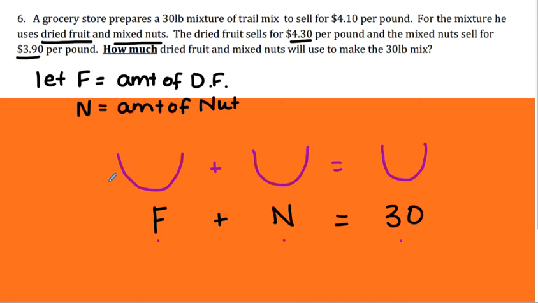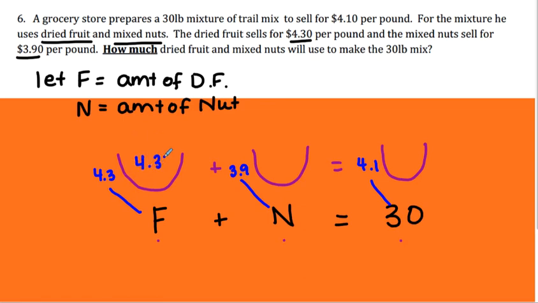So the fruit was selling for $4.30 a pound. I'm going to write that as 4.3. The nuts sold for $3.90 a pound, and the mix I'm trying to make was $4.10. If you write it on the side, multiply these to get your other equation. And mix means to me multiply, so I'm going to multiply them and put them in the bowls.